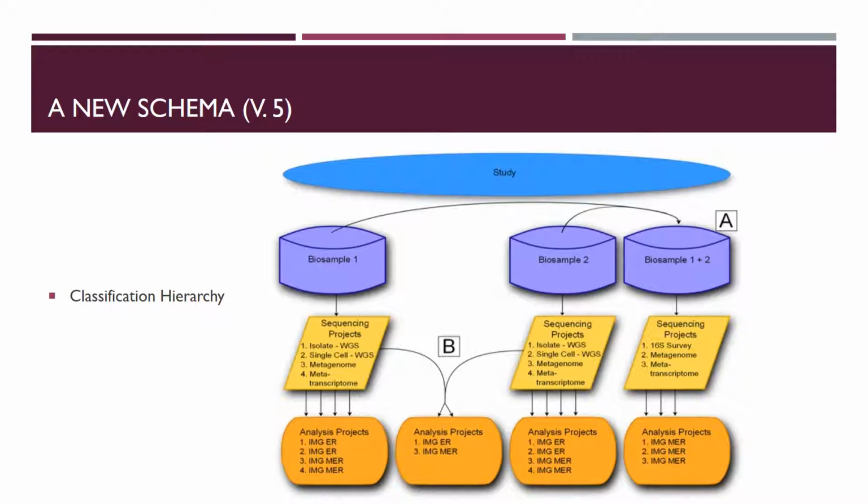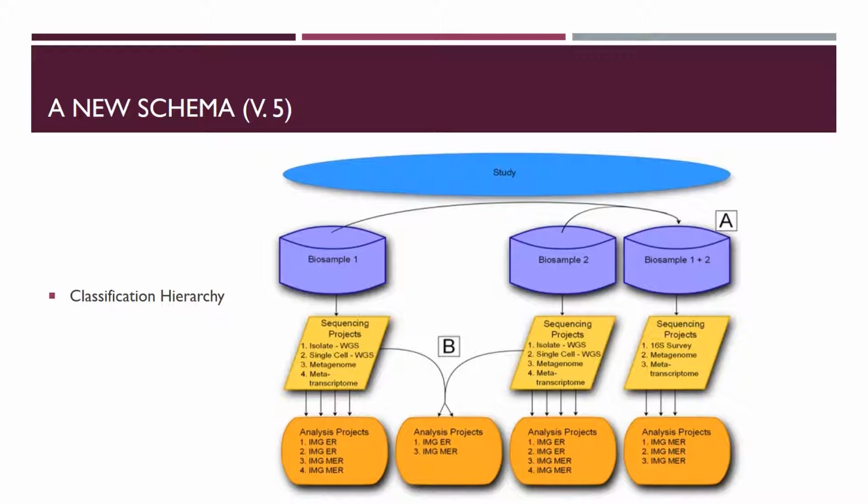So this is the hierarchy in Gold's version 5, and it barely changes, and you'll see that in the next slide in version 6. But version 5, which existed as of 2014, had implemented a 4-level project classification system, and that was their new schema at that time. And the 4 levels describe studies, biosamples, sequencing projects, and analysis projects.